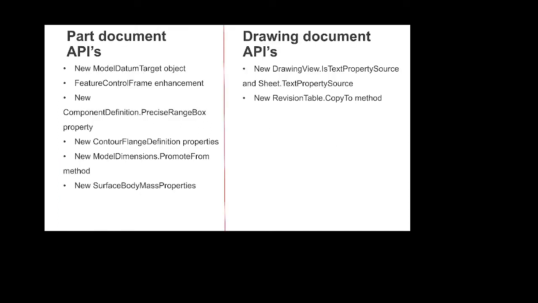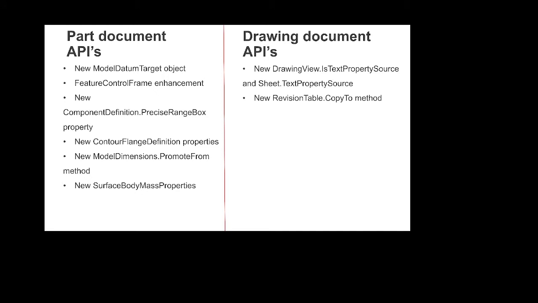In this session, there are 4 categories, namely Part Document APIs, Drawing Document APIs, Assembly Document APIs, and Generic APIs. We'll start with the Part Document APIs. In this, a few new APIs have been introduced, and one enhancement has been introduced in FeatureControlFrame.